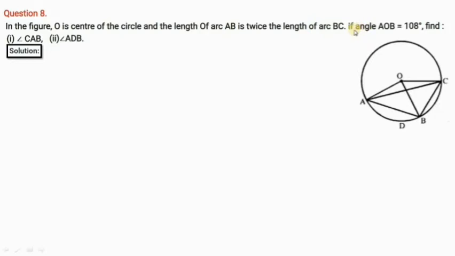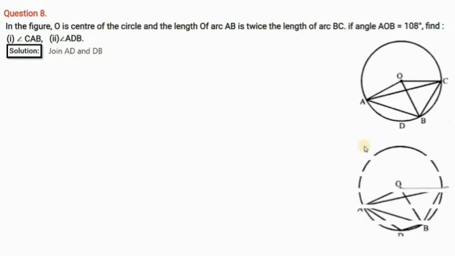Now it is given that angle AOB, this angle, is 108 degrees. You need to find angle CAB and ADB. So let's begin to see how to do the sum. Before that, we'll join AD and DB. After joining, I'll get this diagram. From here we need to calculate CAB, this angle, and we need to calculate ADB, this angle.